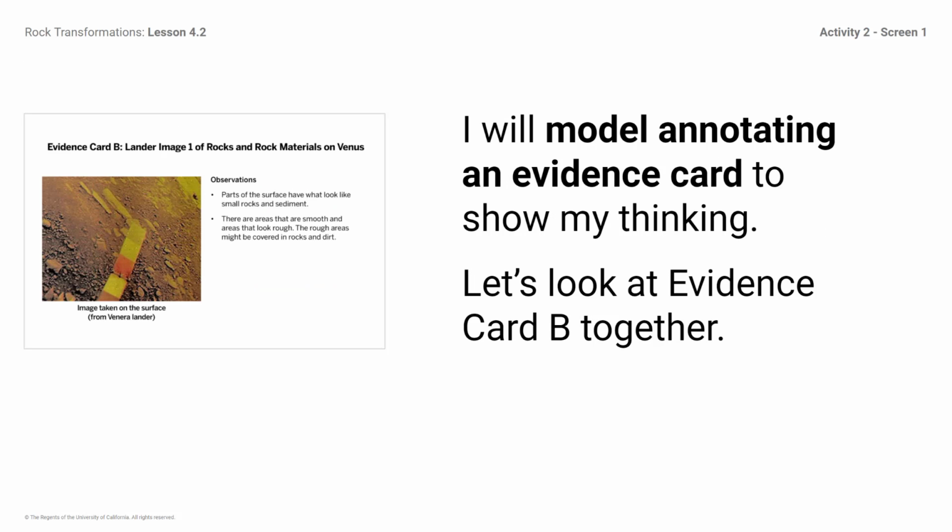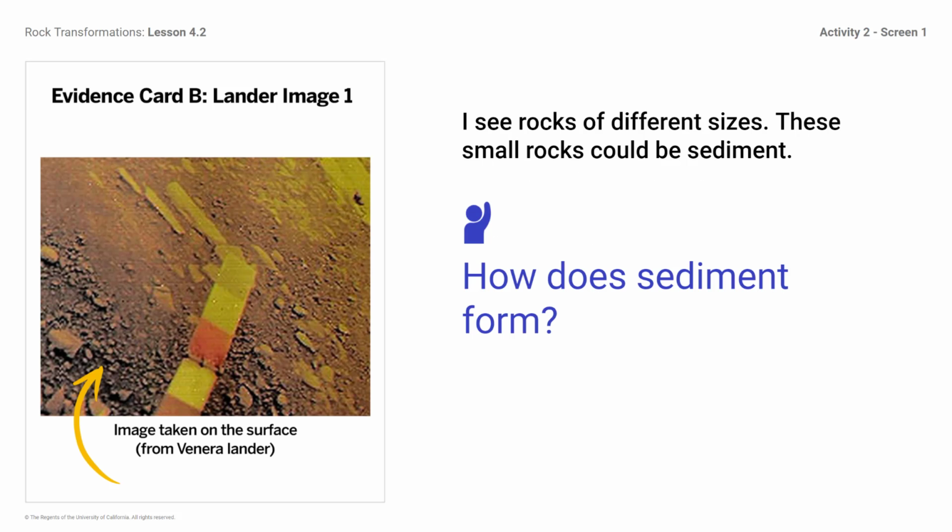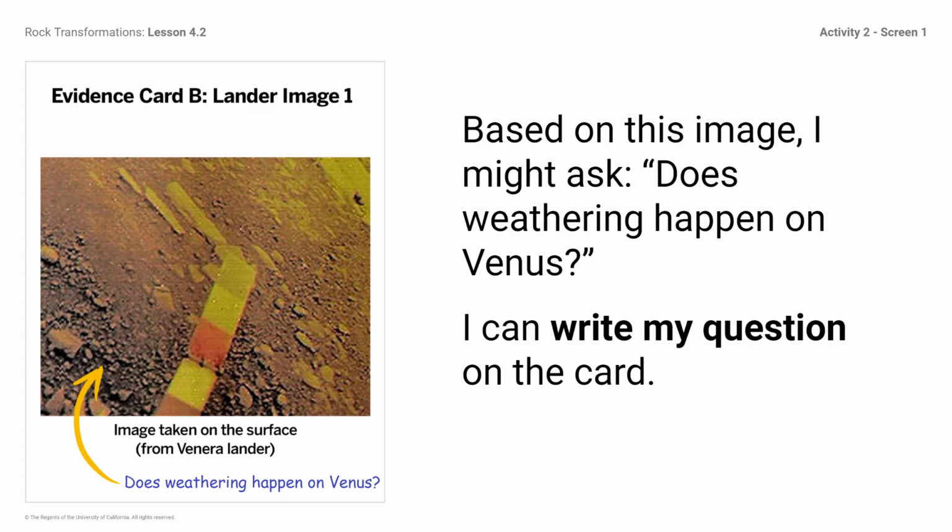I will model annotating an evidence card to show my thinking. Let's look at evidence card B together. I see rocks of different sizes. These small rocks could be sediment. How does sediment form? You might say, through weathering caused by energy from the sun. Based on this image, I might ask, does weathering happen on Venus? I can write my question on the card.